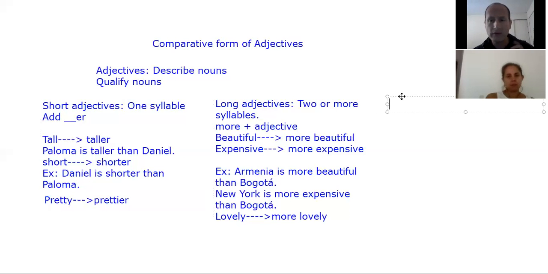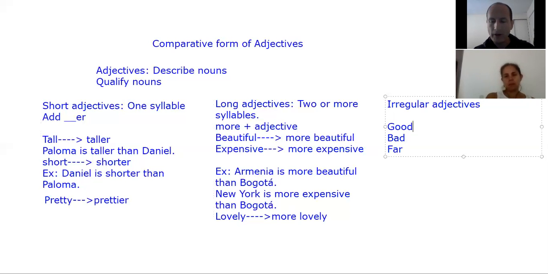The third case, vamos a ver el tercer caso. What is the third case? They are irregular adjectives. Hay unos adjetivos que son irregulares. They are only 3, solo son 3. We have good, bad, and far. They are the 3 irregular adjectives. Good, bueno. Bad, malo. Far, lejos.